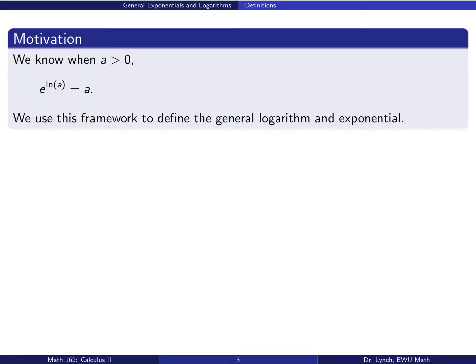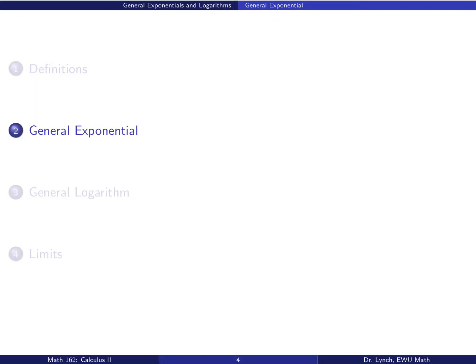We saw last section when we defined the natural exponential function that for any value a that's greater than 0, e to the natural log of a is equal to a. So we'll use this framework to define the general logarithm and the general exponential. So let's talk first about the general exponential.